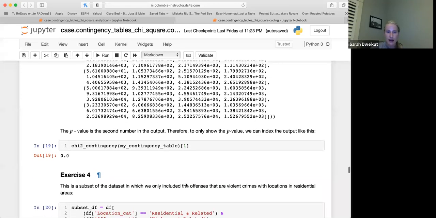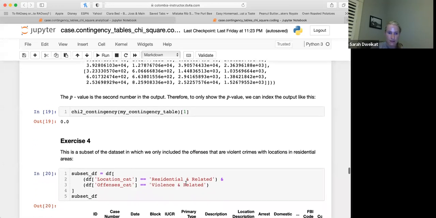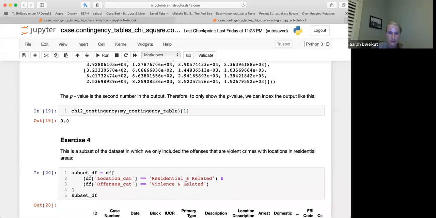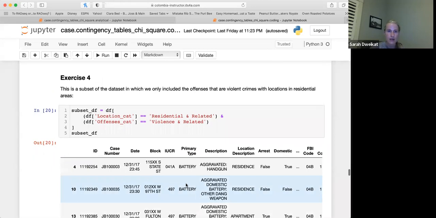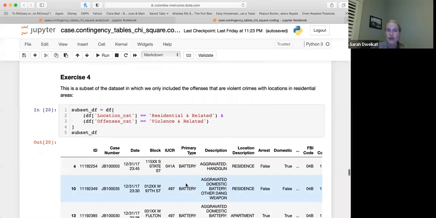So let's try exercise 4. This is a subset of the data set in which we only included the offenses that are violent crimes with locations in residential areas. Remember, we had that police officer who said violent crimes happen everywhere, it doesn't matter the location, and we wanted to test that.